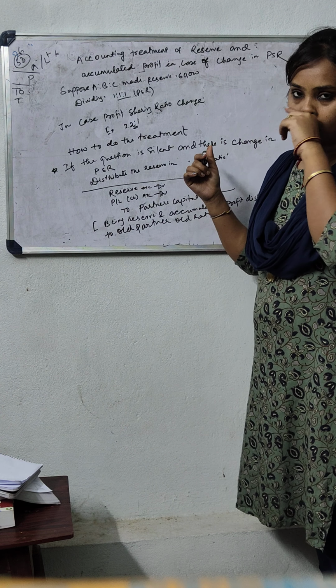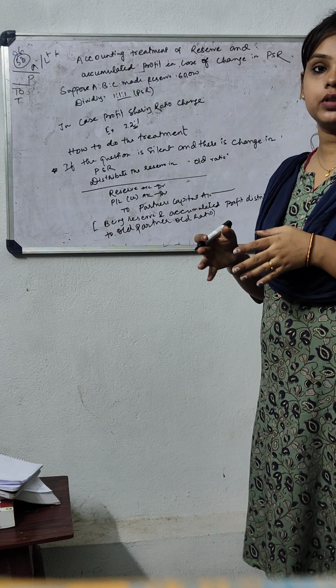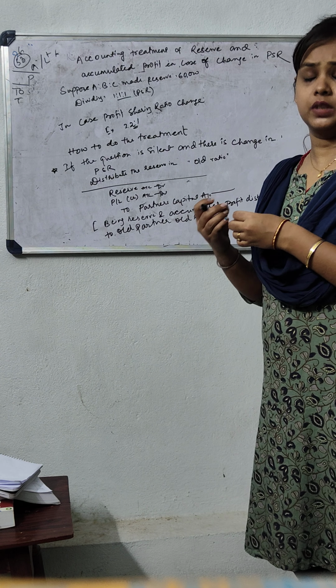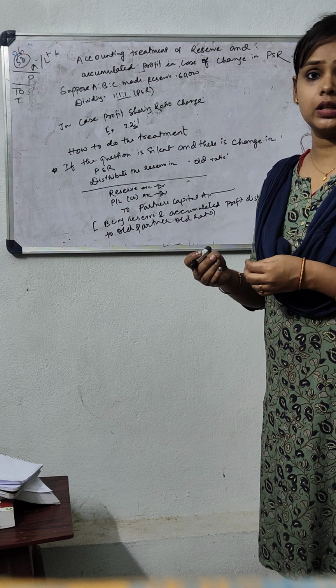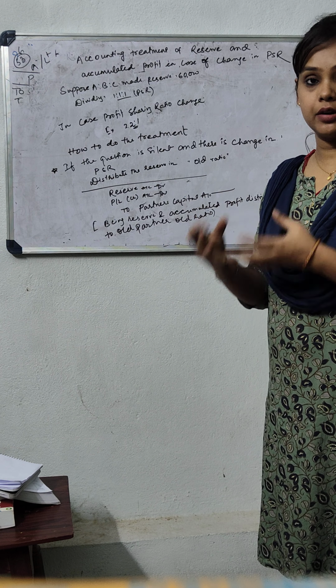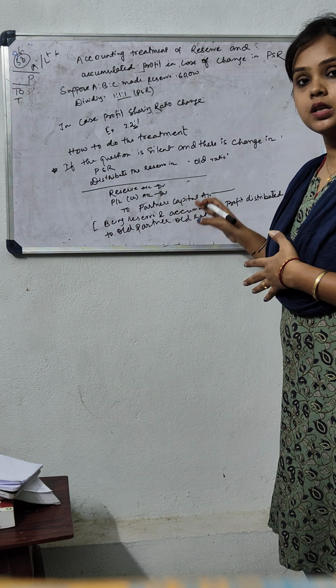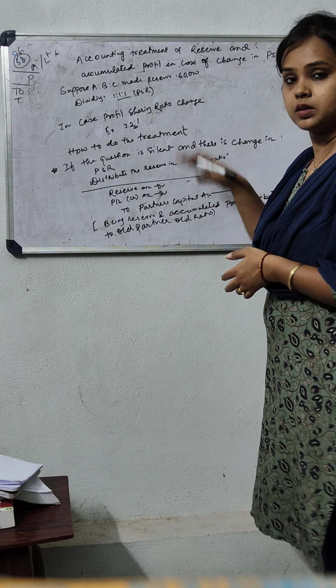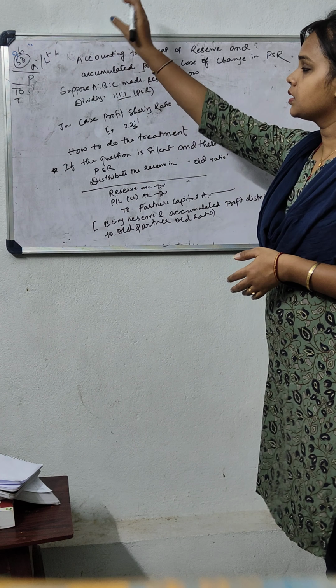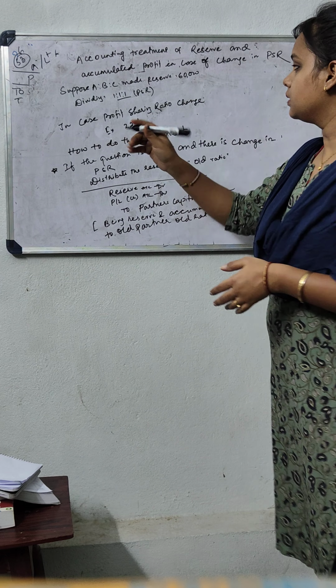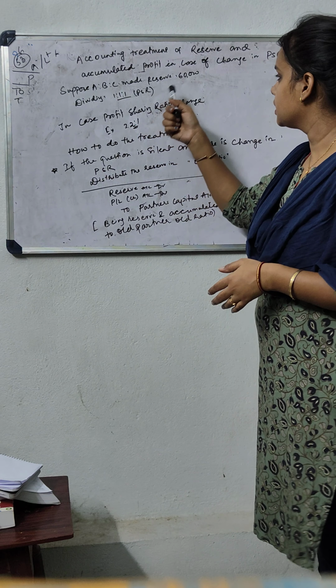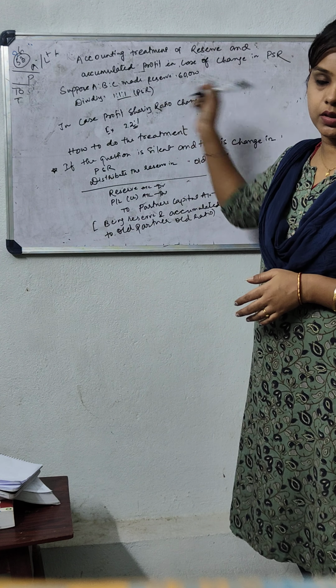So how will it be distributed if the profit sharing ratio is changing? What entry will we make? All these things we will cover in this portion. With an example, suppose A, B, C are old partners. They have made a reserve of 60,000.